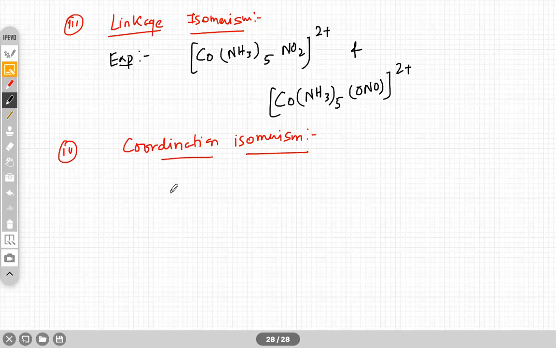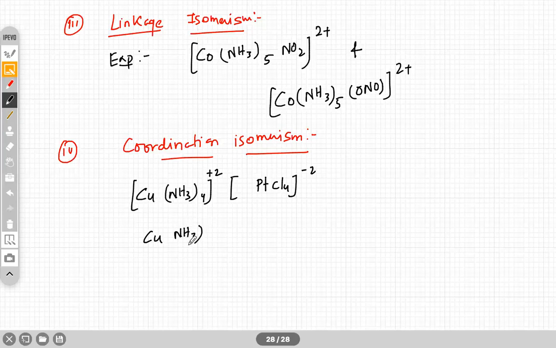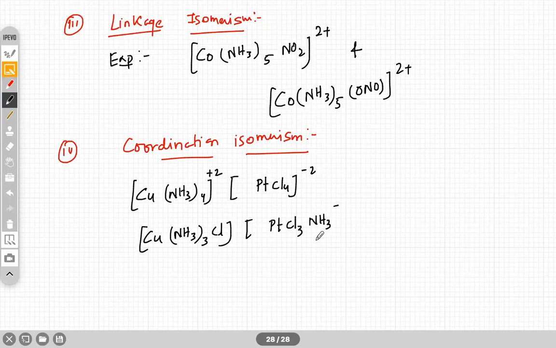For example, we have [Cu(NH3)4][PtCl4]. Could you tell me the charge on this complex and this complex? Cu is +2 and Pt is -2, because the total charge is 4, divided equally as +2 and -2. Now, to write the coordination isomers, exchange the ligands: [Cu(NH3)3Cl][PtCl3NH3]. Here we have +1 charge and here -1 charge. Total charge will be +2 and -2 always.